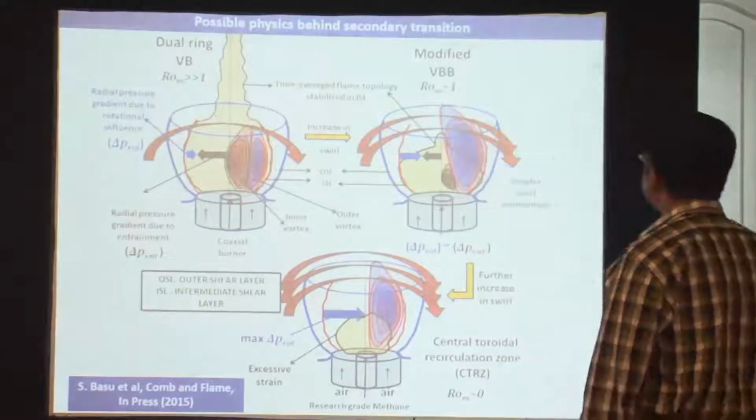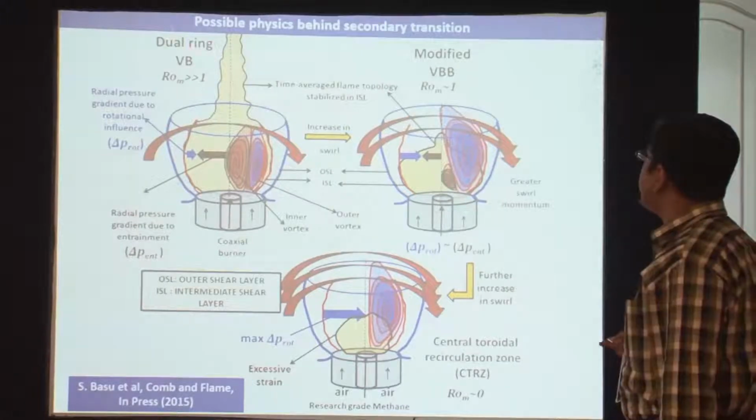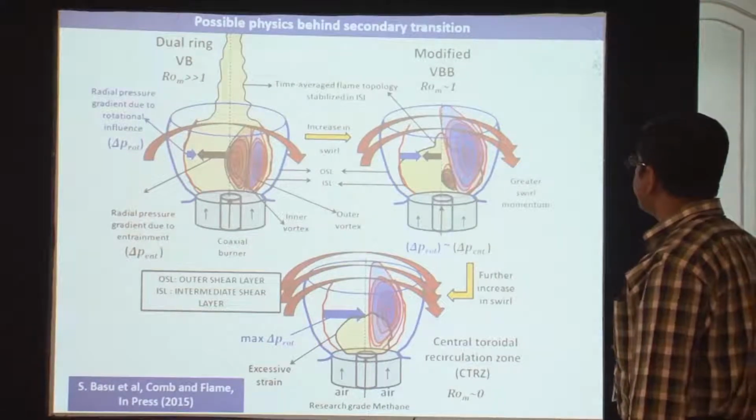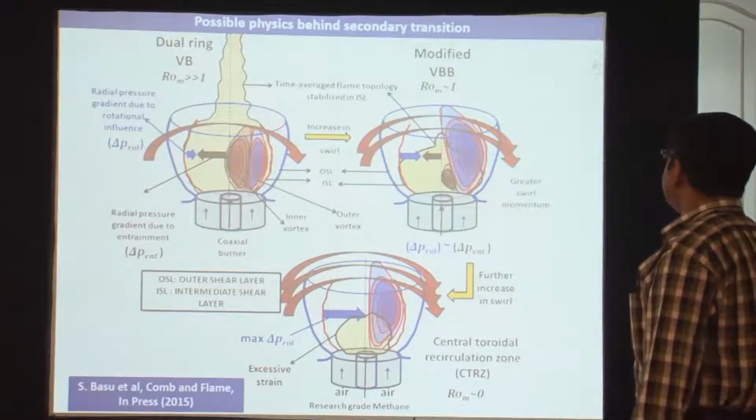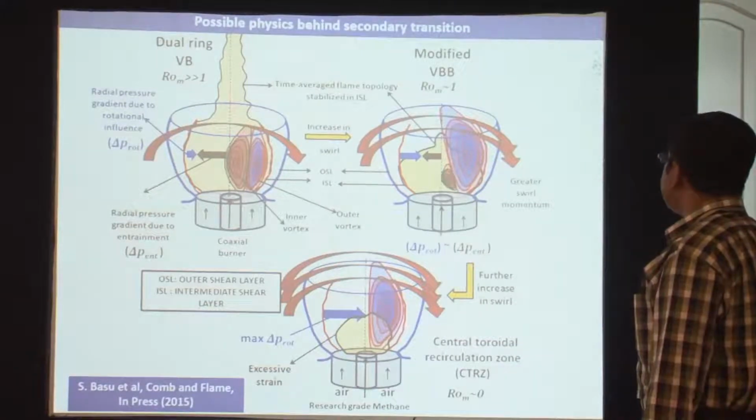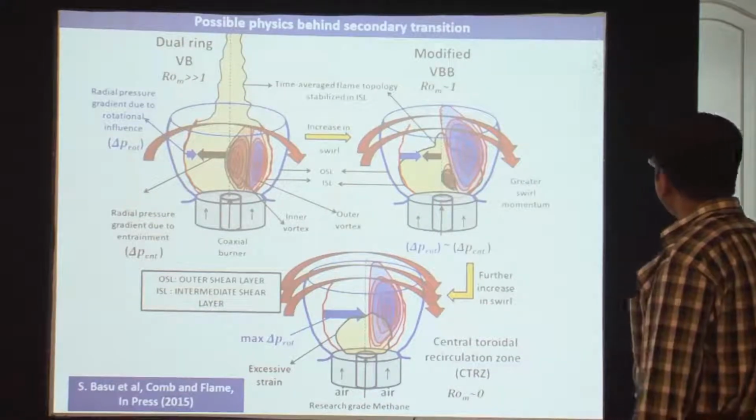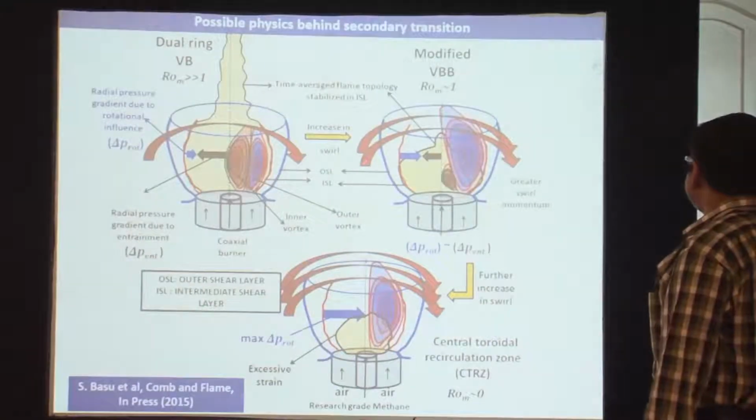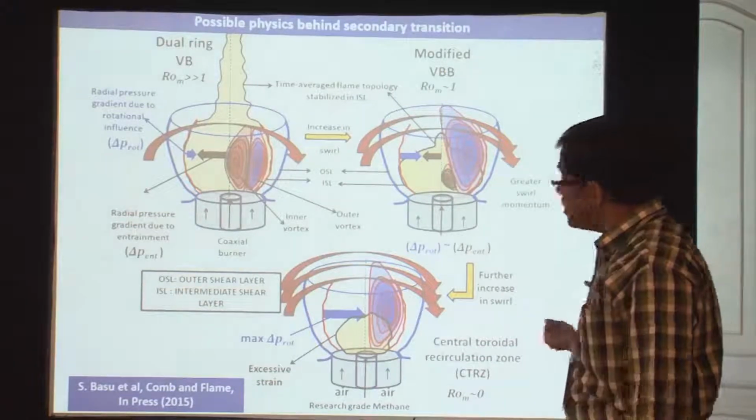So roughly, to explain the possible physics behind the secondary transitions, once again, it's intuitive when you actually get a very high Rossby number. Once again, you can explain that there is a strong radial pressure gradient due to the rotational influence, but that is low compared to the radial influence, and the tailpiece basically arises because of the acceleration of the flow, which actually stretches the flame in that particular direction. However, as you move on to Rossby number equal to 1 and even less than 1, the swirl basically stabilizes the flame, and the flame tends to get much shorter because there is no entrainment effect anymore.